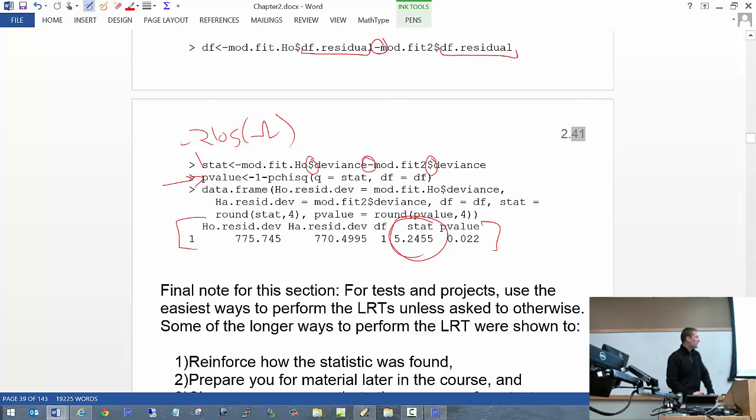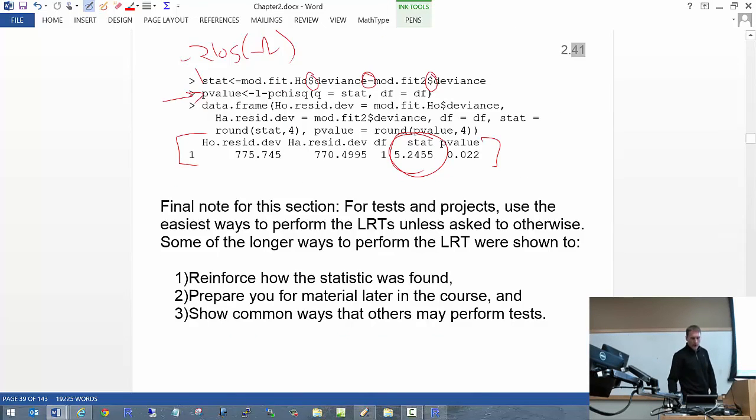My negative 2 log lambda statistic is 5.2455, which is exactly what we've seen a few times before. And same p-value. Okay, so what I've done in this section is hopefully not confuse you. But I've shown you a number of different ways to get this likelihood ratio test that we want.